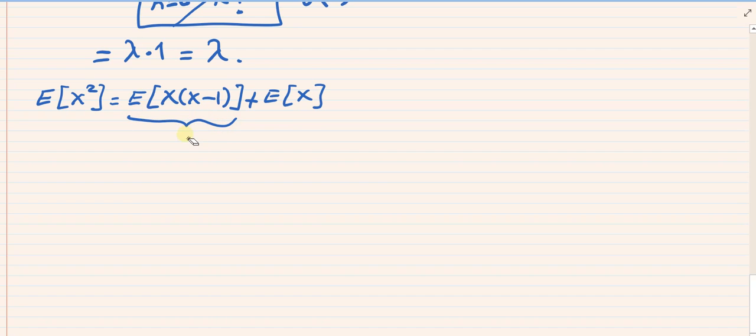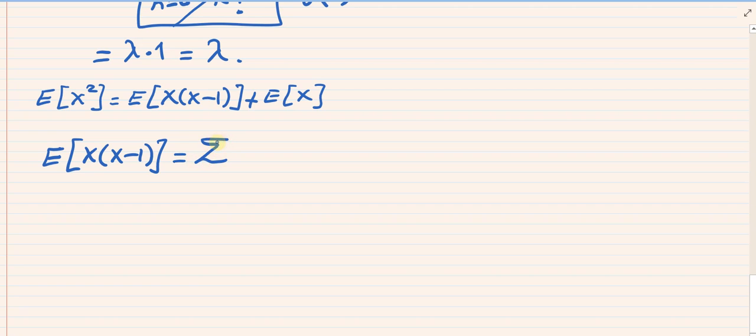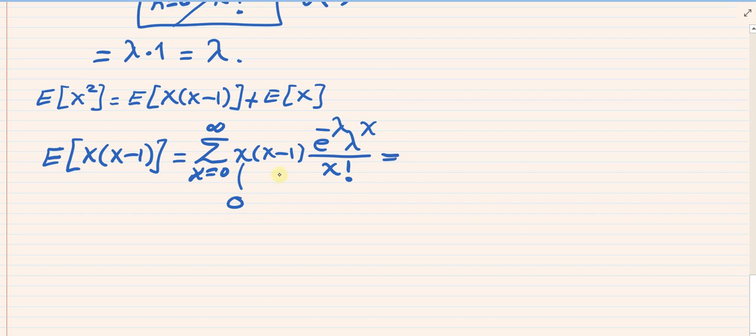Okay, now focus is on the expected value of x times x minus 1 here. So I'm going to write the expected value of x times x minus 1. Again, by definition of expectation, this is going to be the sum of x times x minus 1 times the PDF, which is e to negative lambda, lambda to the x over x factorial, as x goes from 0 to infinity. Now, if you expand this expression, when x is 0, you get 0 here. When x is 1, this factor is going to be 0. So when x is 0 or 1, the first two terms are going to be 0, and we have the non-zero terms beginning with x equals 2.